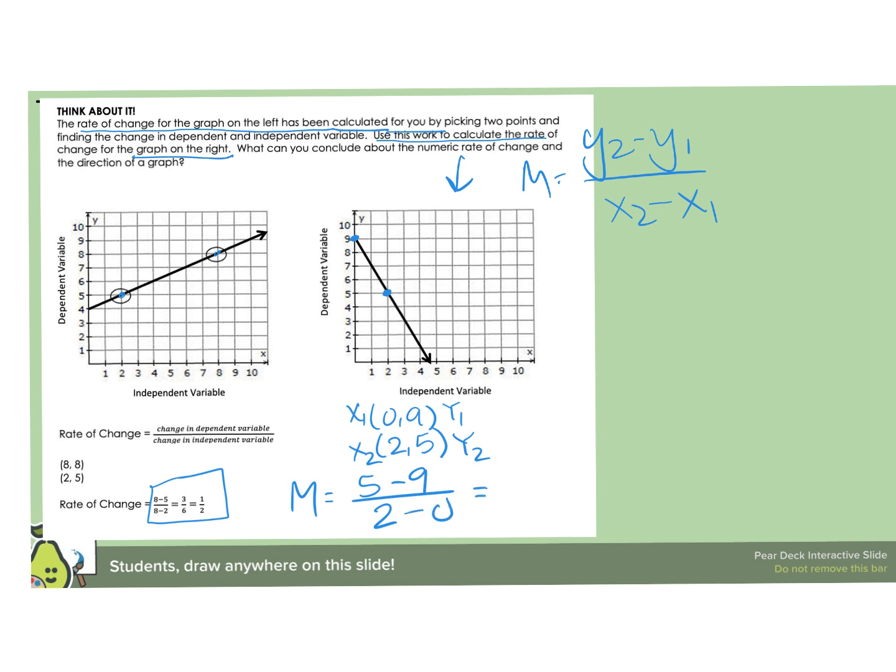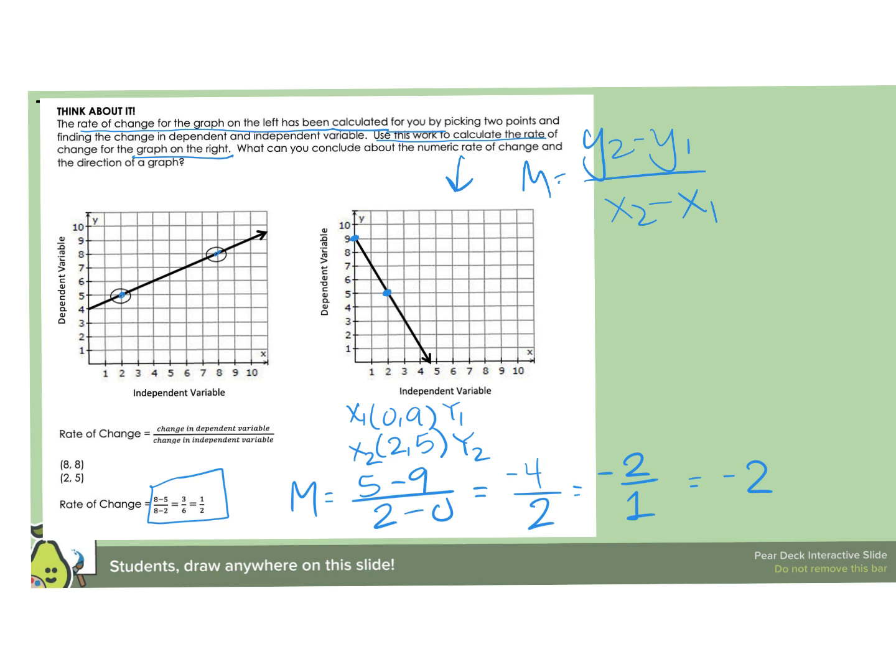So 5 minus 9 is -4. 2 minus 0 is 2. So this gives me a slope of -2 over 1. I do want you to keep slope as a fraction at all times. It's going to matter as we move forward. You can write it as this, but you're always going to have to turn it into a fraction later, so you might as well just get used to it.